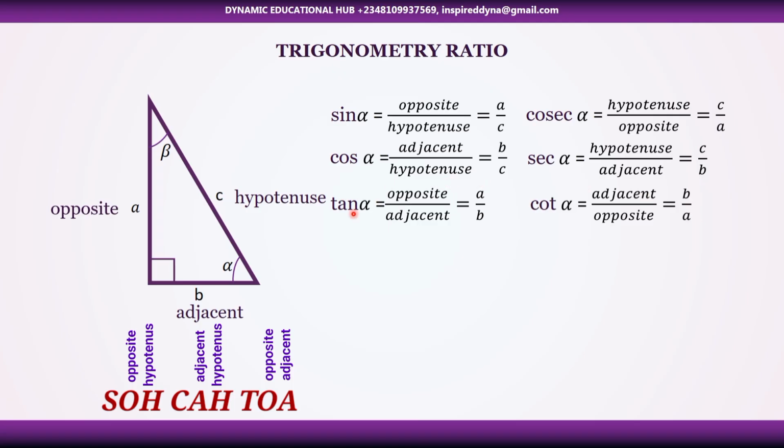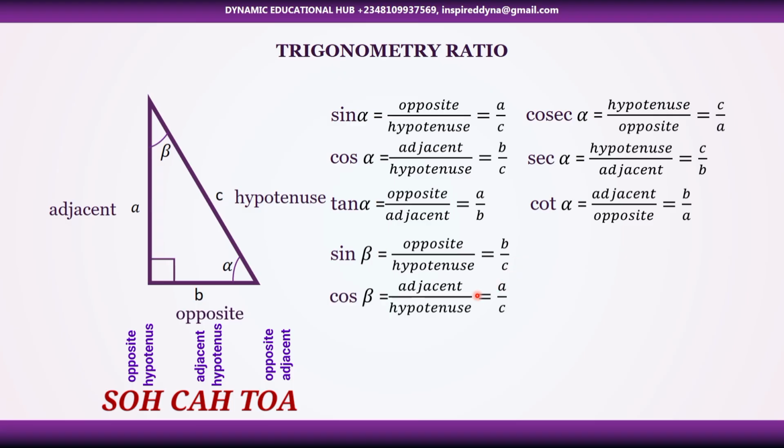The inverse of tangent is known as cotangent, and cotangent alpha is B over A, the inverse of A over B. Now we're done with alpha, so let's fix our beta. Choosing beta, this side becomes opposite and this side becomes adjacent. Now we have sine beta will give us B over C, cos beta will give us A over C, and tan beta will give us B over A.